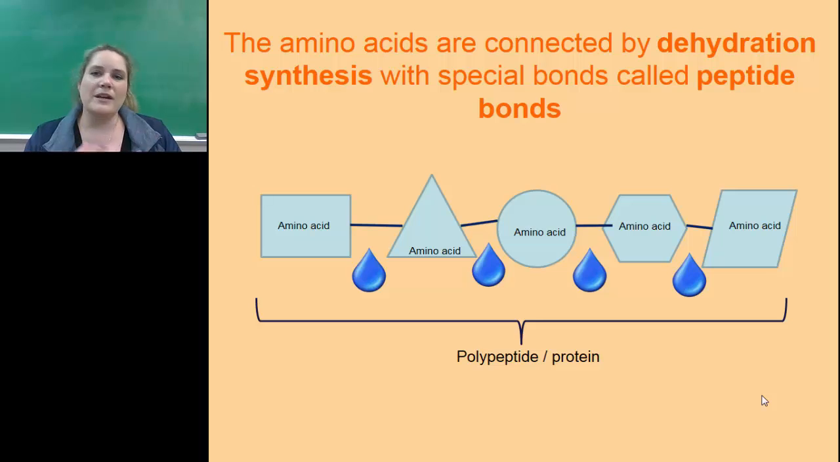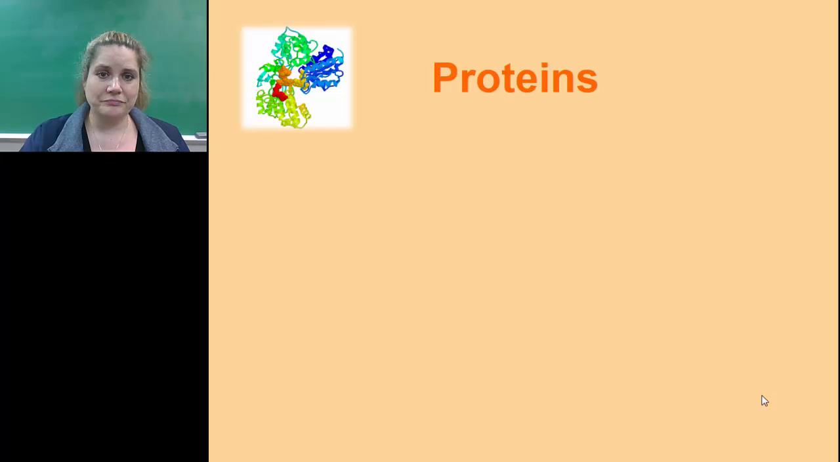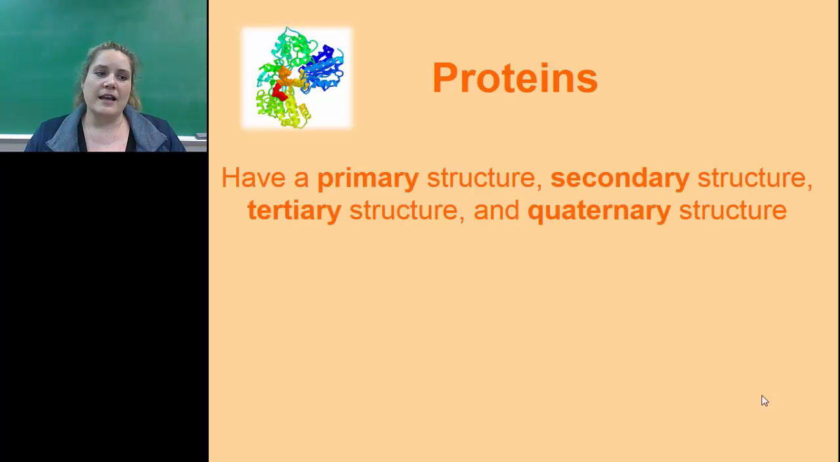So the amino acids are connected by dehydration synthesis with special bonds that are called peptide bonds. Proteins have a primary structure, a secondary structure, a tertiary structure, and a quaternary structure. Just like in ecology, when we talked about primary consumers, secondary consumers, tertiary consumers, and quaternary consumers, it's the same thing with proteins where there's primary, secondary, tertiary, and quaternary. The primary structure of a protein is just the order of the amino acids.